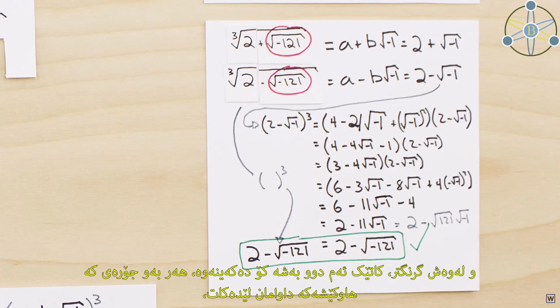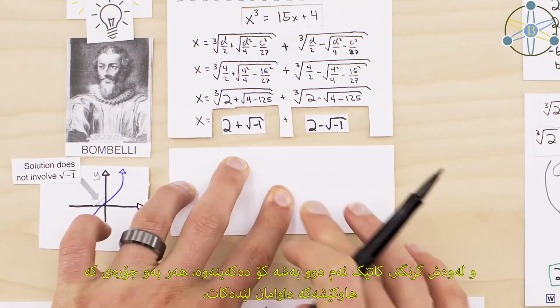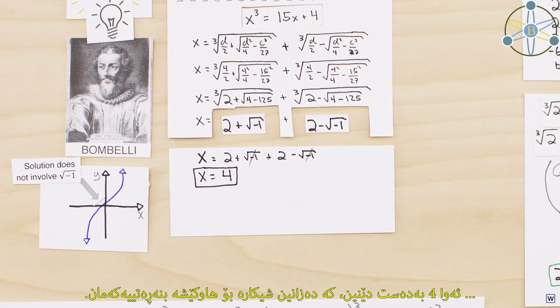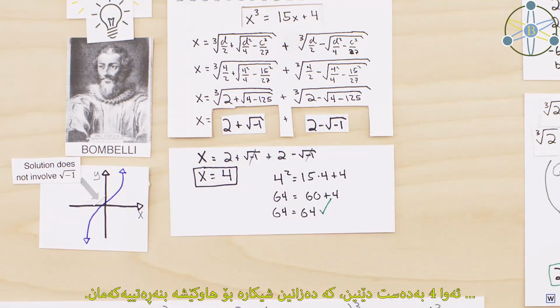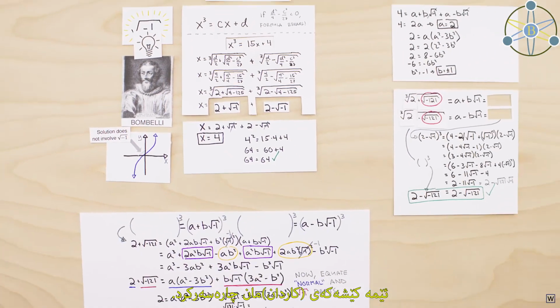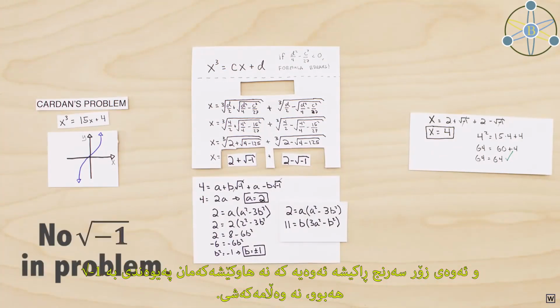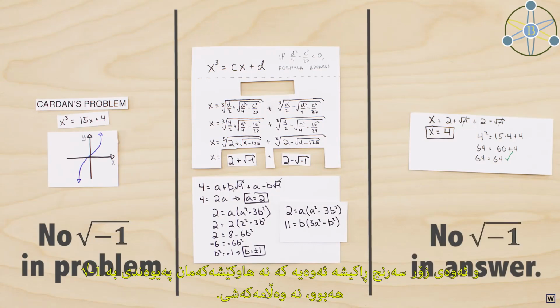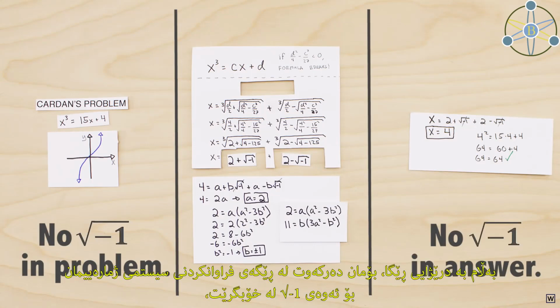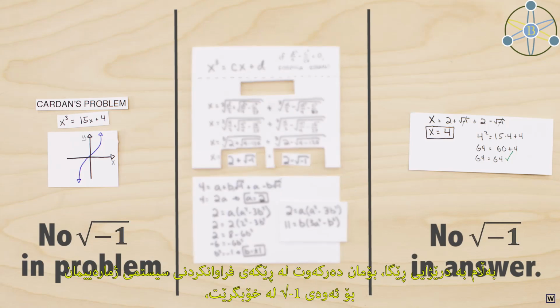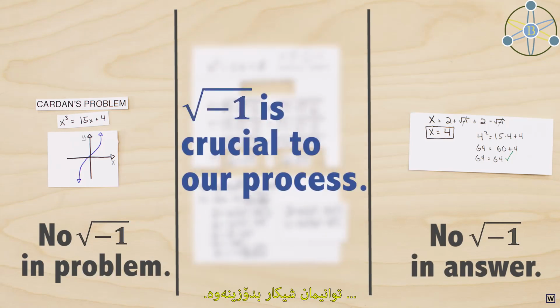And more importantly, when we add the two parts, as the formula tells us to do, we just get 4, which we know is a solution to our original equation. We have found the solution to Cardon's problem. And what's really interesting is that our problem had nothing to do with the square root of -1, and neither did our answer. However, along the way, we found that by extending our number system to include the square root of -1, we were able to find a solution.